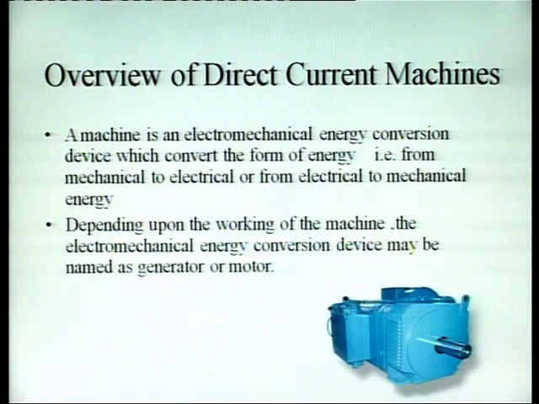A machine is an electromechanical energy conversion device which converts the form of energy, that is from mechanical to electrical or from electrical to mechanical. So, a machine is an electromechanical energy conversion device, meaning it converts electrical to mechanical or mechanical to electrical. Depending upon the working of the machine, the electromechanical energy conversion device may be named as a generator or motor.